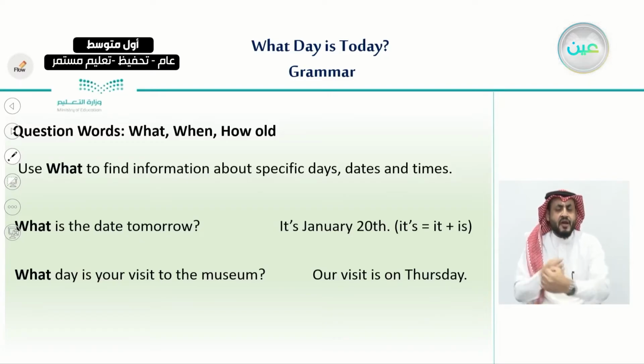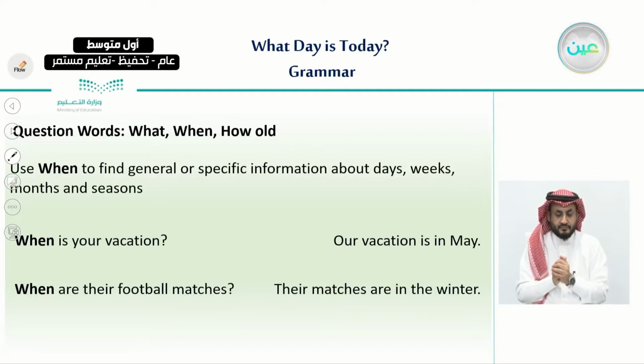So whether we want to ask about days, like what day is today, or about dates, for example, what is the date tomorrow, or about a certain time, like for example, what day is your visit to the museum, in all of these cases we use what. We use what with these questions. Now the other question word we have is when.